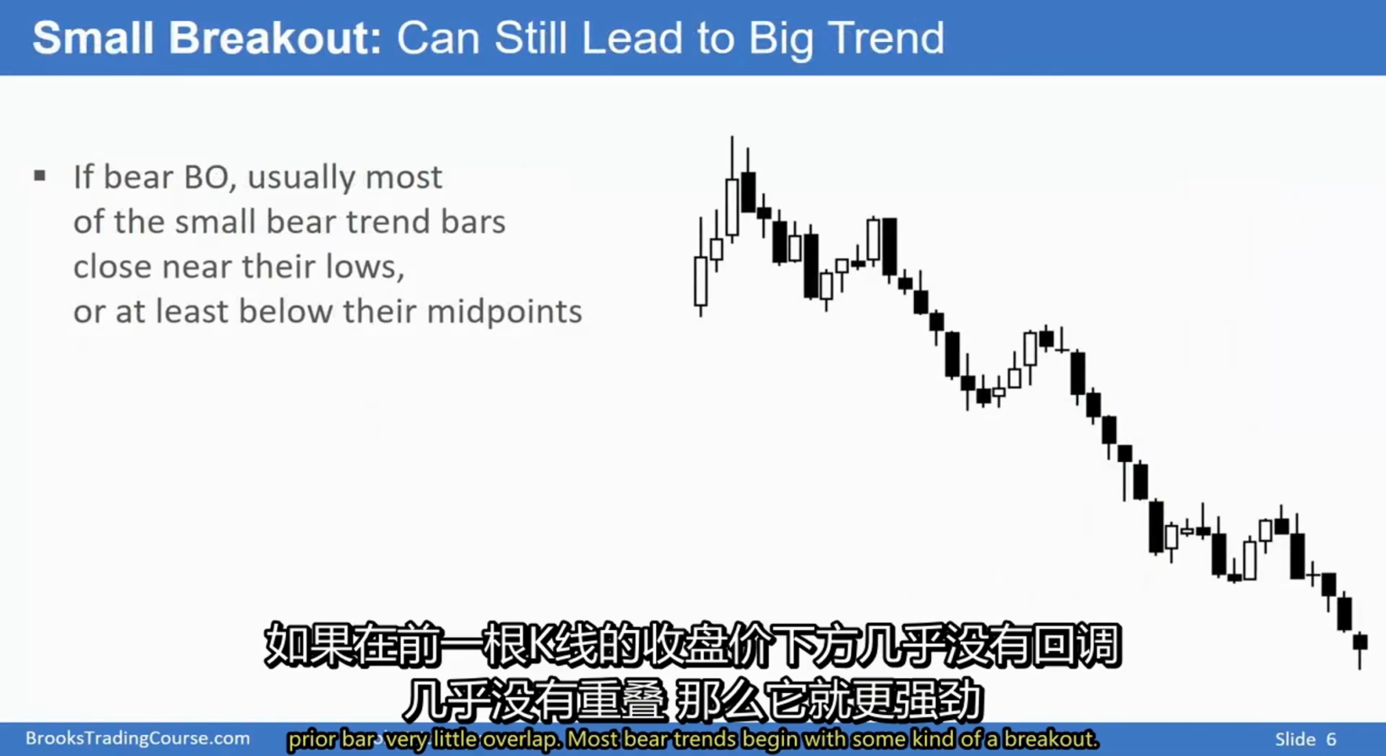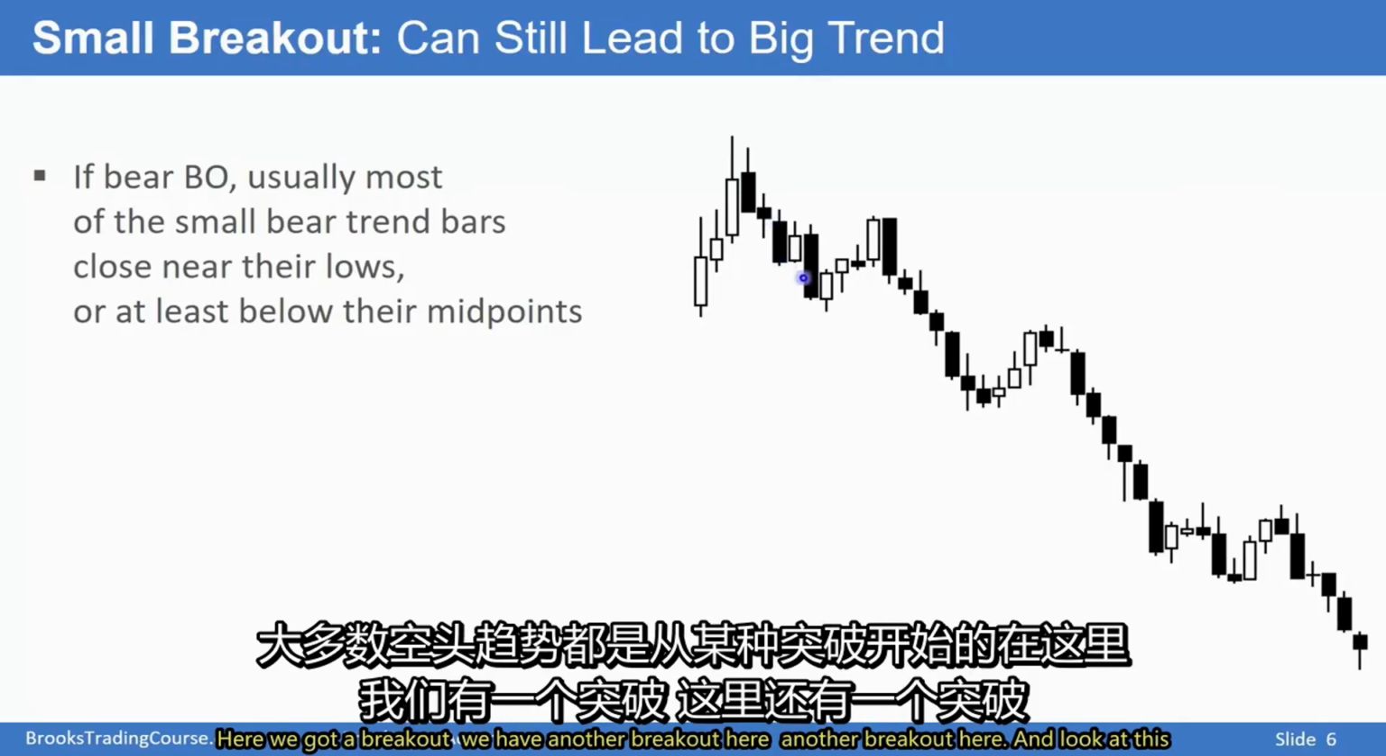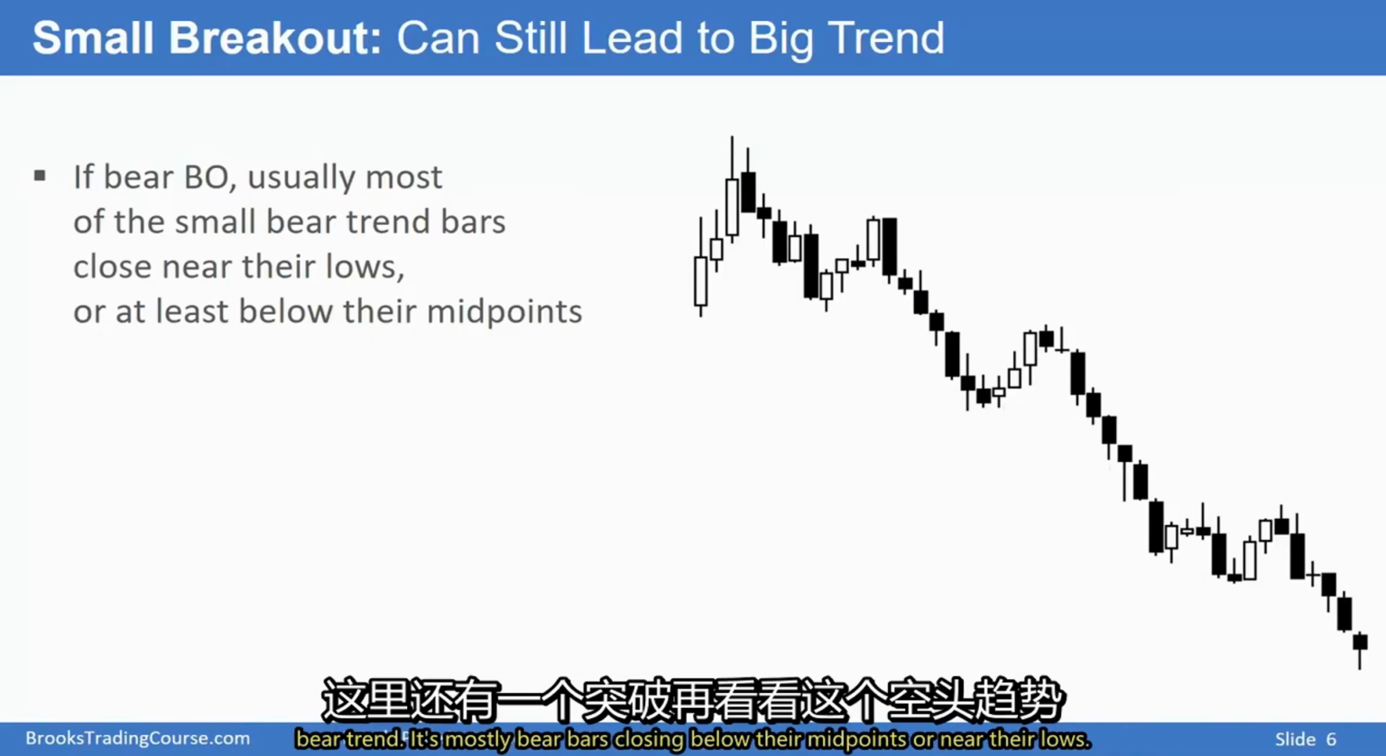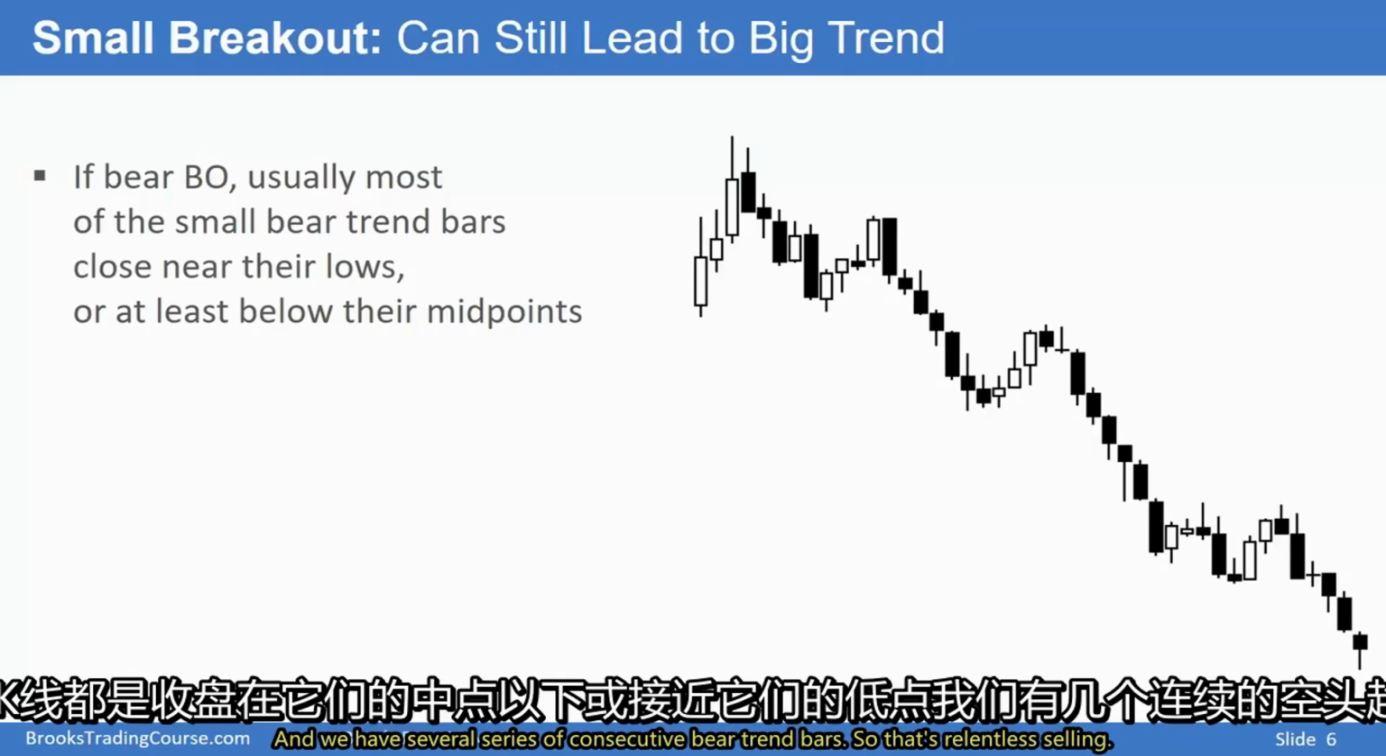Most bear trends begin with some kind of a breakout. Here we got a breakout, we have another breakout here, another breakout here. And look at this bear trend. It's mostly bear bars closing below their midpoints or near their lows. And we have several series of consecutive bear trend bars.